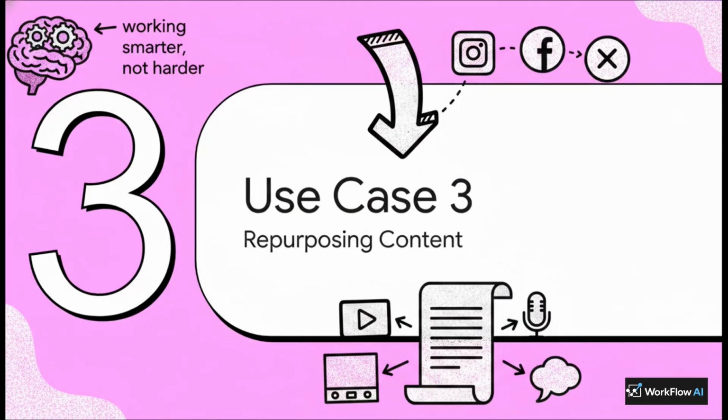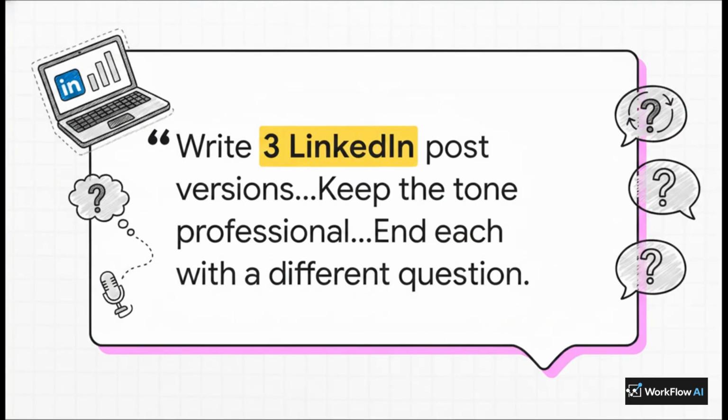All right, on to our third use case, which is really all about working smarter, not harder. We're talking about repurposing your main content for social media. This prompt right here is a total game changer for social media. You're not just asking for one post. You're asking for 3 different versions, and you're tailoring them specifically for LinkedIn. And notice how it defines the tone as professional and even builds in an engagement strategy by asking for a different question at the end of each post.